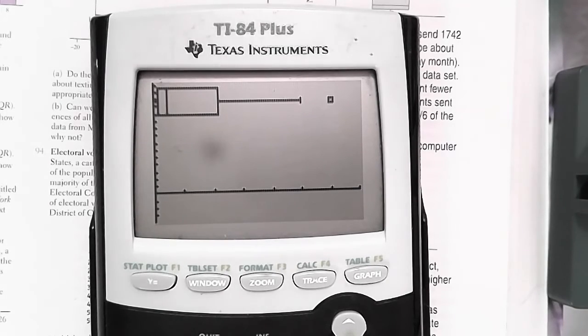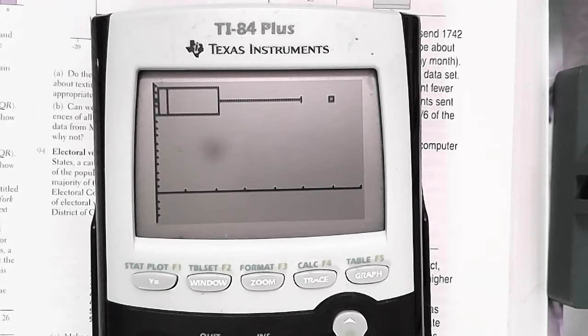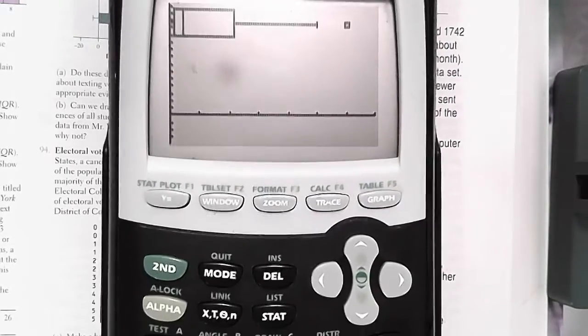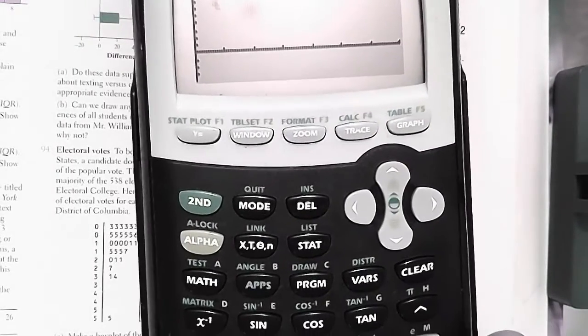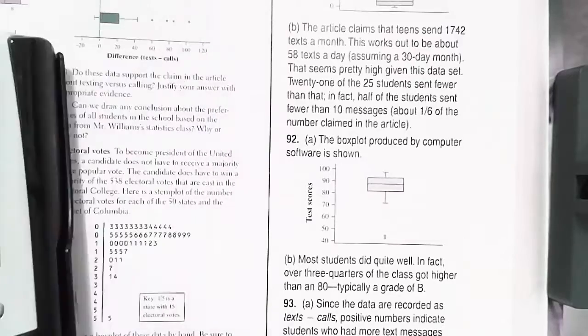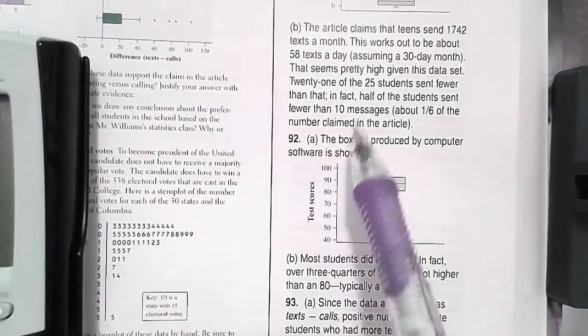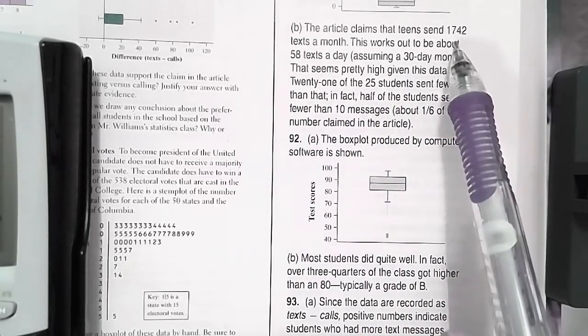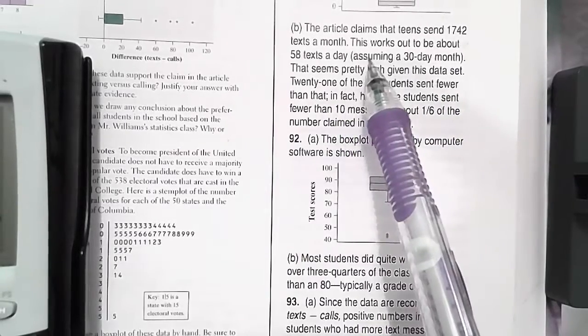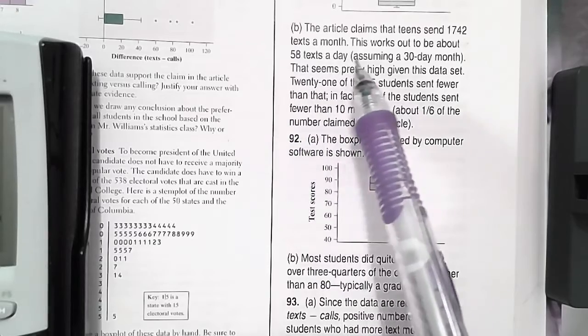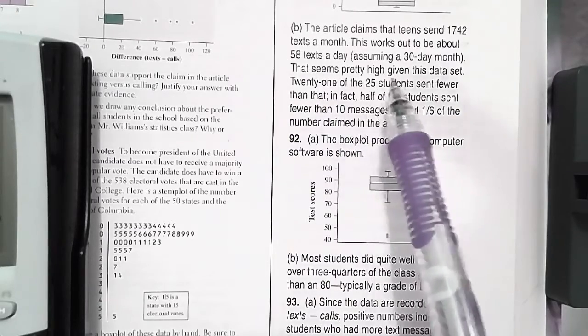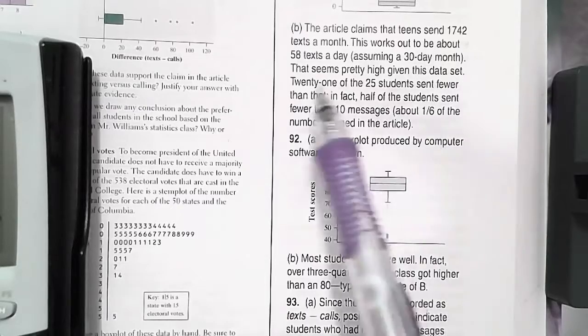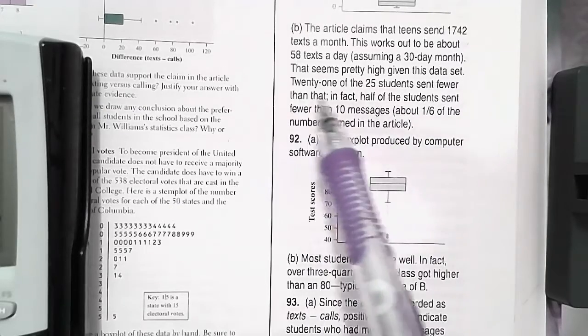So the question on 91 was make a box plot, and do the data support the claim about the number of texts sent by teens? Justify your answer. Well, this is only one day, so that's another thing. But the article claims that teens send 1,742 texts a month. This turns out to be 58 texts a day. All right. That seems pretty high given this data set, just this one data set.